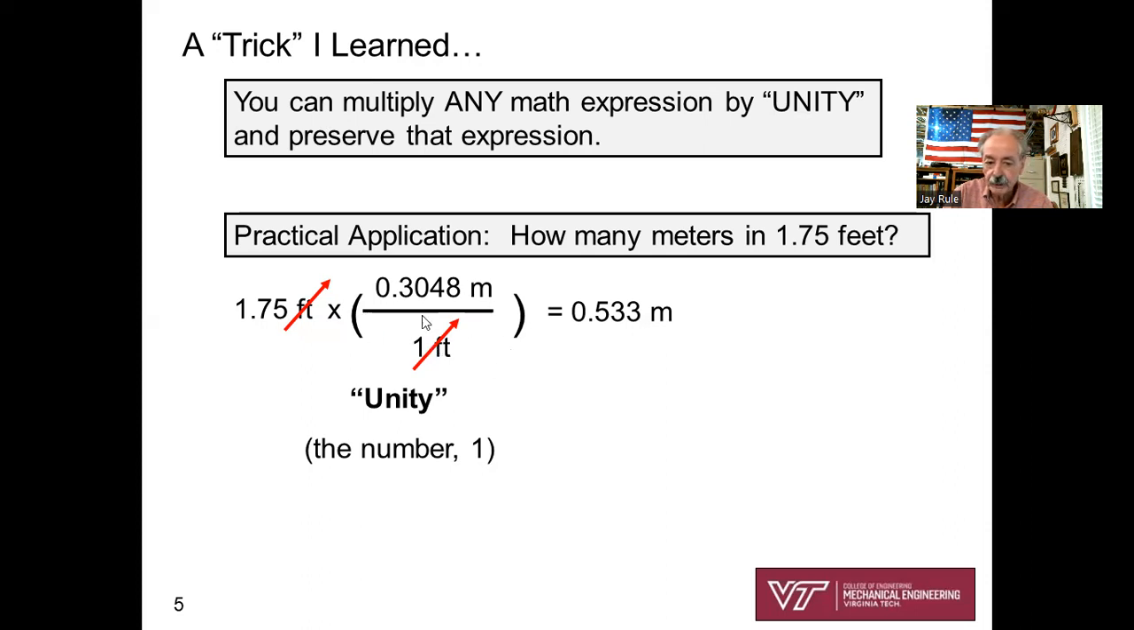Okay, so there's unity. Again, I'm going to do the math: 1.75 times 0.3048 is 0.533 meters. Then I can cancel my units to be very satisfied that I've got the right units. Make sense?